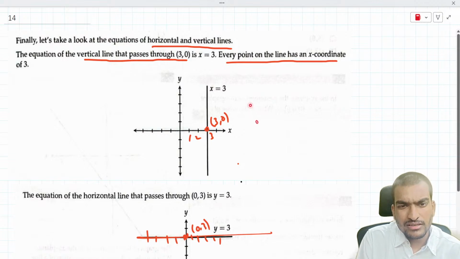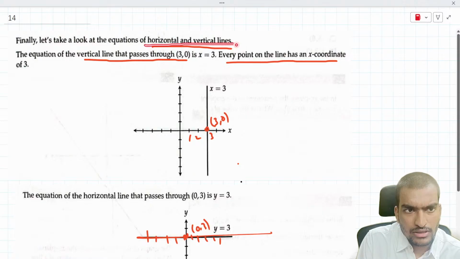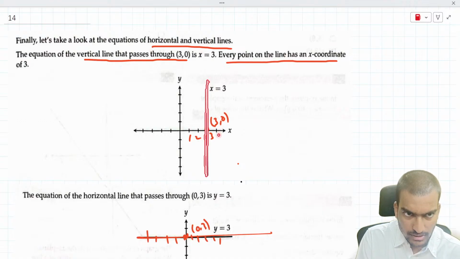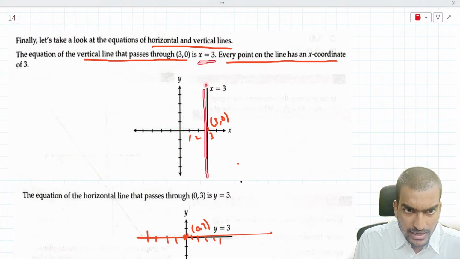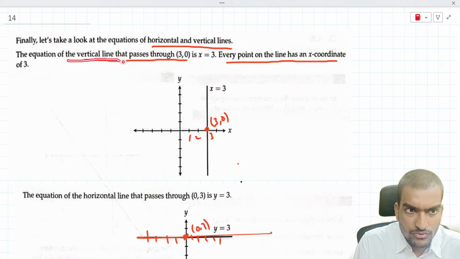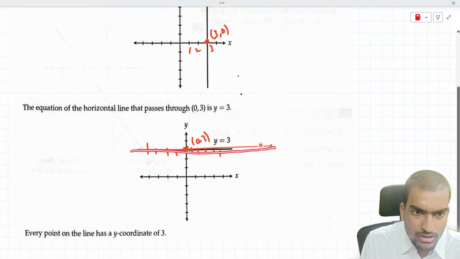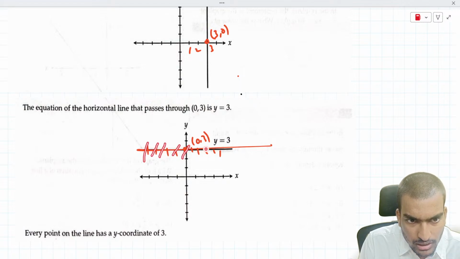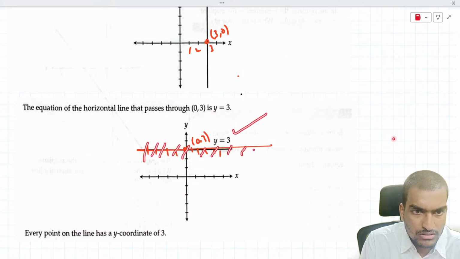The final thing, we already discussed this. It's about horizontal and vertical line equations. If x equals 3, every point on the line has an x coordinate of 3. This is how we draw the x equals 3 line, and it is a vertical line. The equation of the vertical line that passes through 3, 0 is x equals 3. And the horizontal line looks like this, y equals 3. Every point on the line has y equal to 3, there is no change.